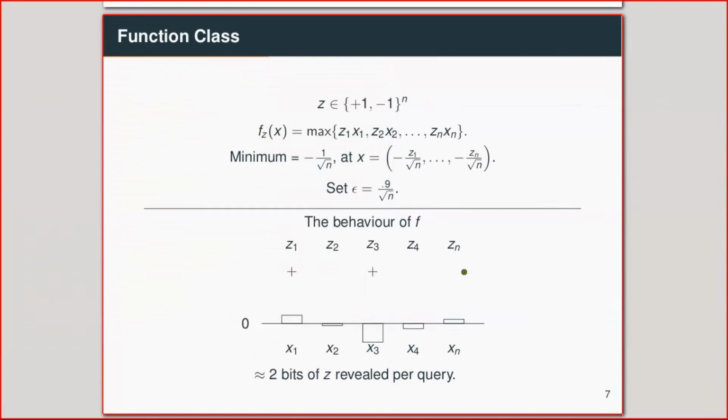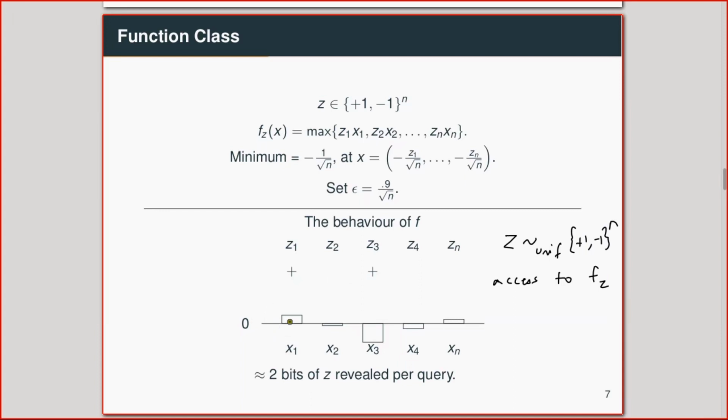Right. Okay. So z is uniformly sampled from plus 1, minus 1 to the n. And we're given query access to f_z. We don't know what that is. And we made some query. Suppose that this is the query that we made over here.